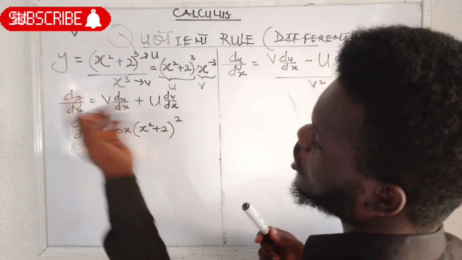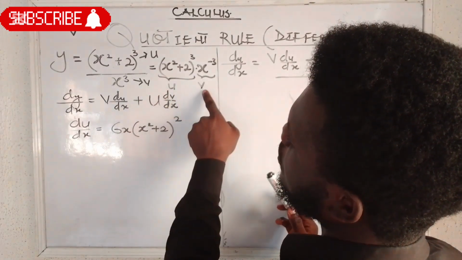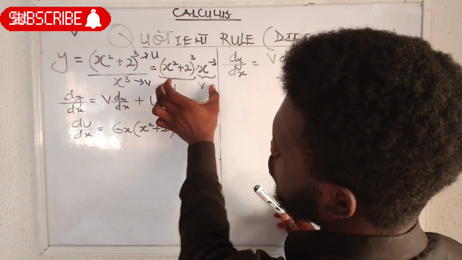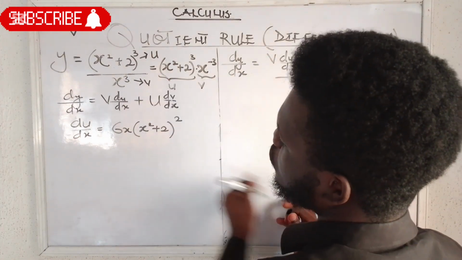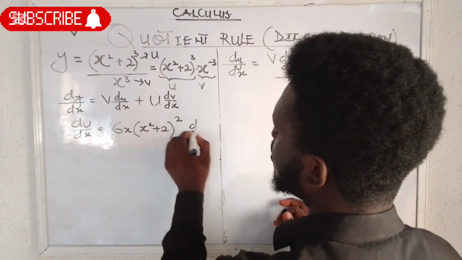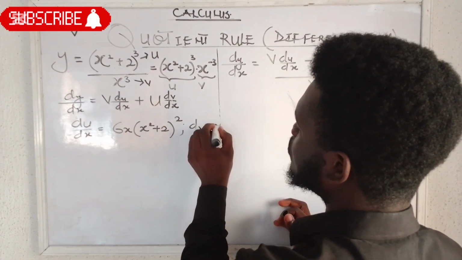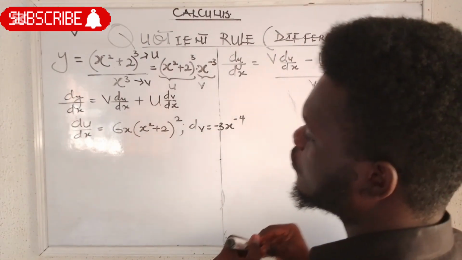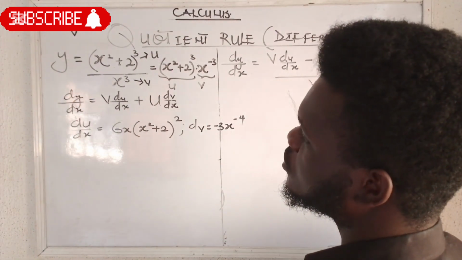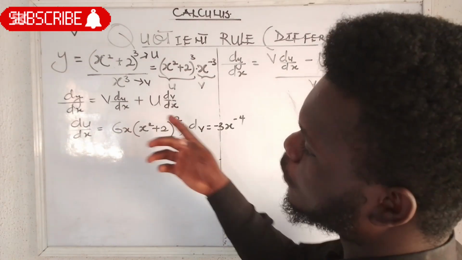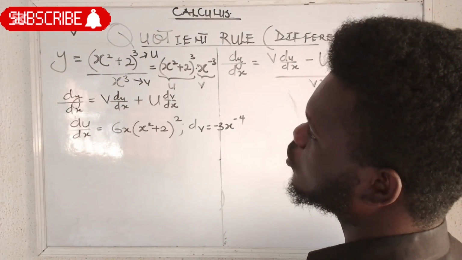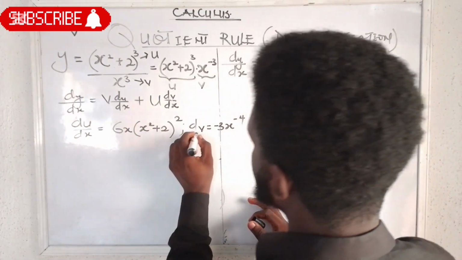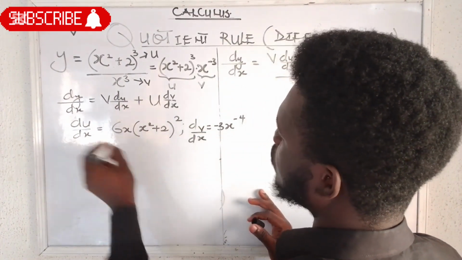Now what about v? We already know that v is x to the power of minus 3. So mind you, we're using the product rule, so we have to use this, not this. So the dv dx here will be equal to negative 3 x to the power of negative 4. So let's see how we can quickly use the product rule to provide a solution to this before we use the quotient rule. To do that, just replace; we have gotten dv dx, we have gotten du dx.